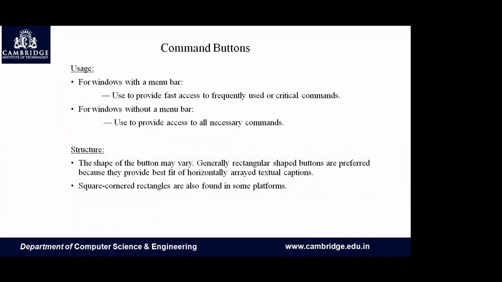Then the next button is command buttons. What are these command buttons, and where do we use them? For windows with a menu bar, they are used to provide fast access to frequently used or critical commands. For windows without a menu bar, we use them to provide access to all necessary commands. So command buttons are where we use buttons for fast access. The structure: the shape of the button may vary, but it is generally rectangular, because it is fixed to the captions there.